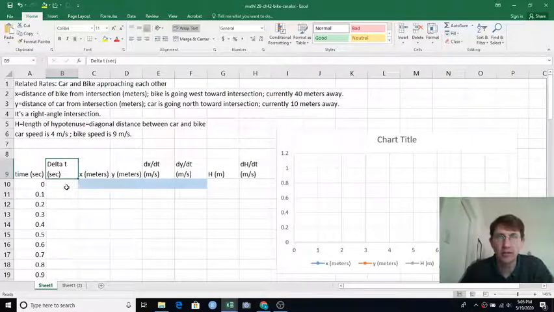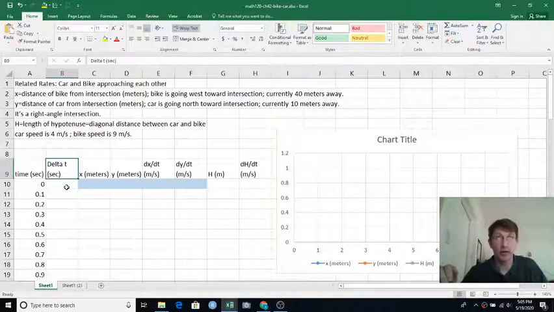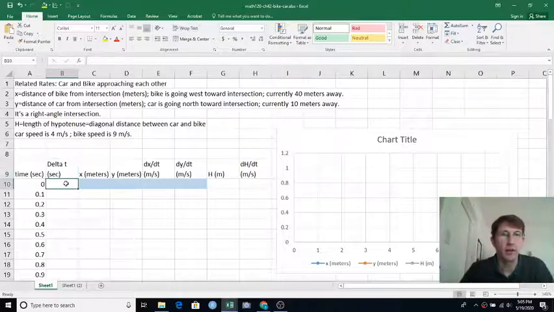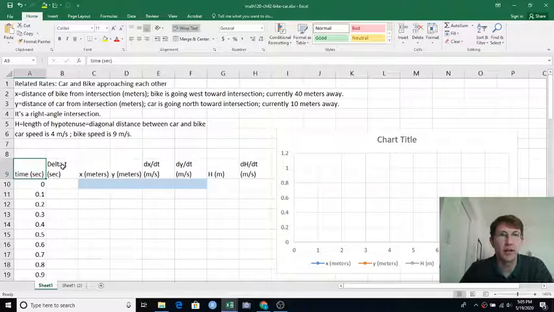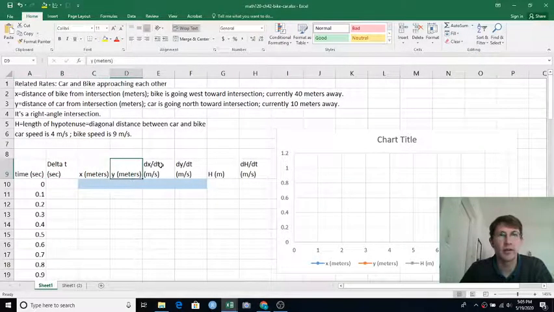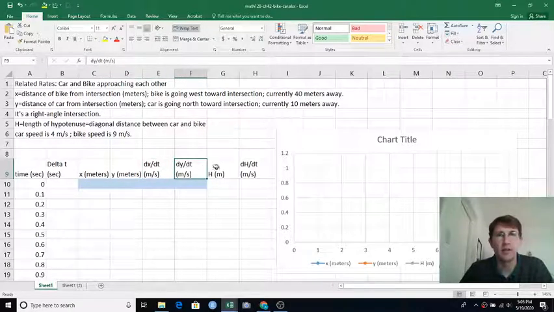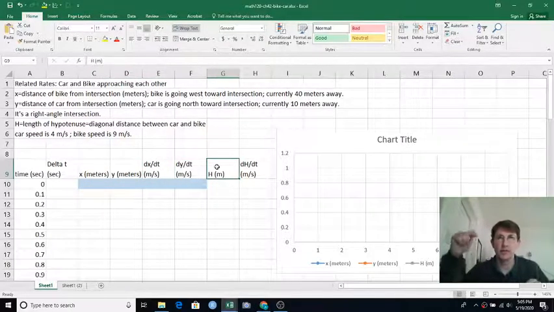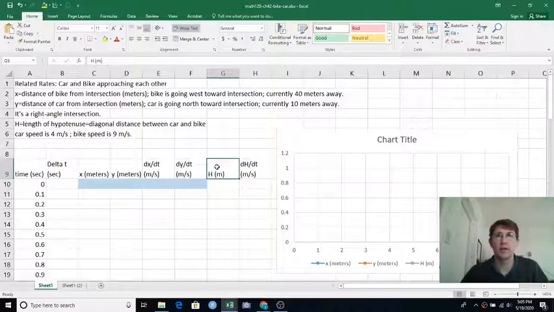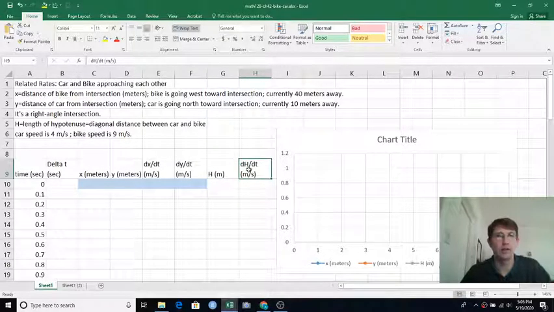So let's model this situation with a bike and a car, the car approaching from the south and the bike approaching from the east, in a spreadsheet. We'll keep track of time, how much time between time steps, where the bike is, where the car is, the bike speed, the car speed. The hypotenuse is the distance along the diagonal between them, and how fast the hypotenuse is changing.